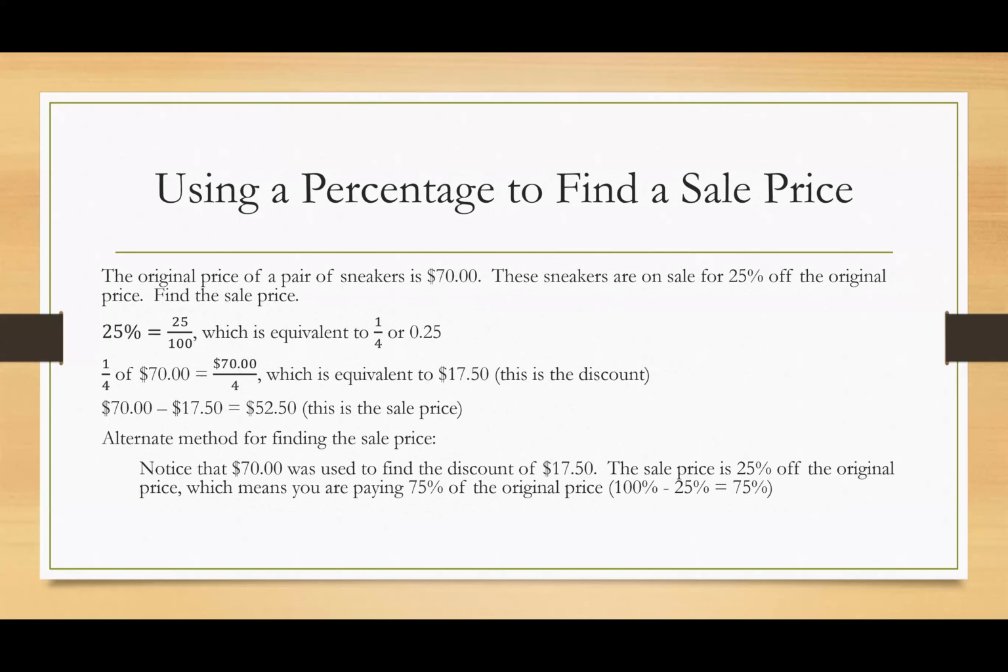Looking at this as an equation, we have our starting price, our original price of $70, minus the percent off of this $70. So that's 25% of $70. And this is equivalent to 100% of the $70 minus 25% of the $70, which gives us 75% of the $70 for our sale price of $52.50.